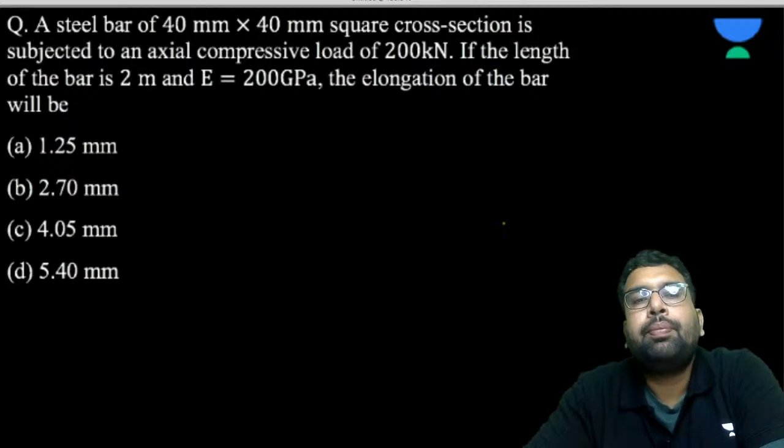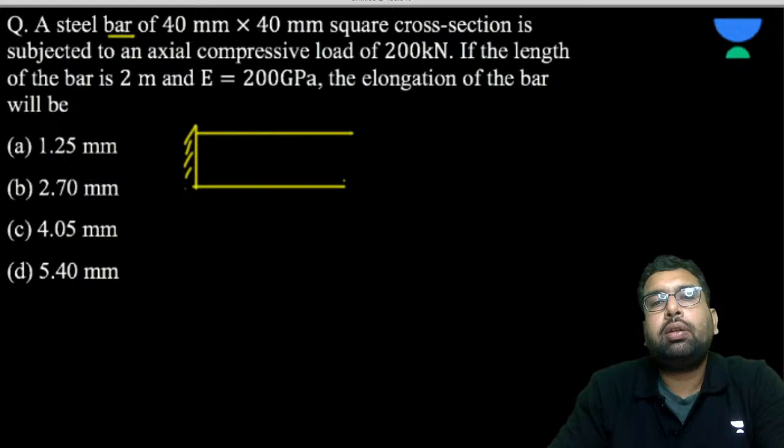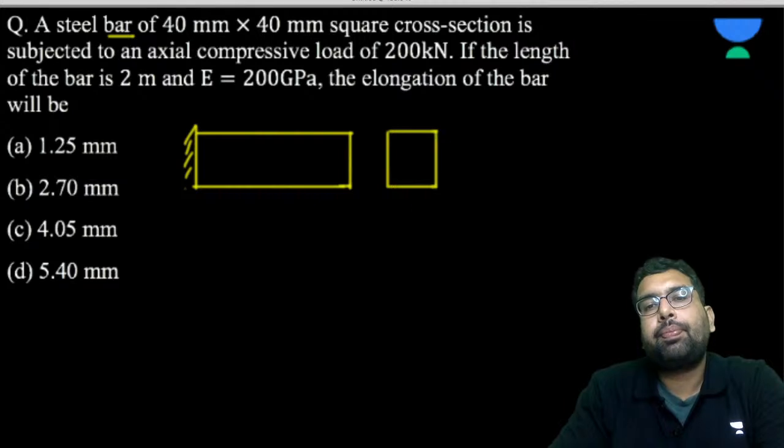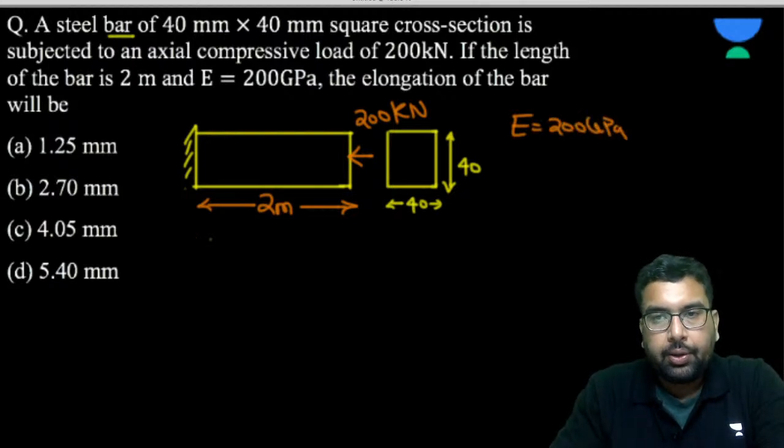So see, very simple. It says there is a steel bar. Whenever they use this kind of word, a bar, so we are having a steel bar which is 40 cross 40, and it is subjected to an axial compressive load of 200 kilonewton. If the length of the bar is 2 meter, and Young's modulus is 200 GPa. E is 200 GPa, right? So how can we deal with it?